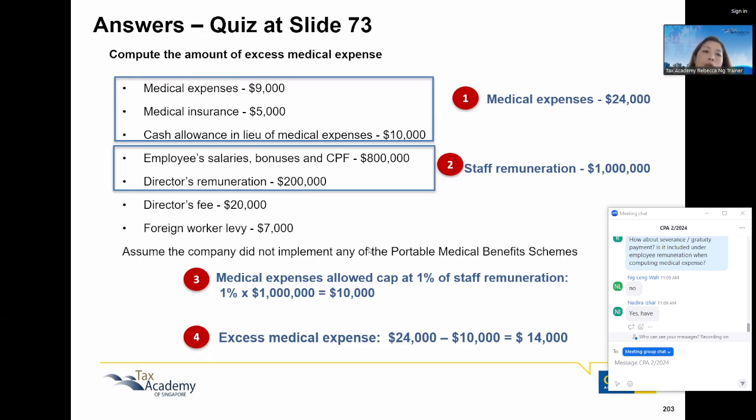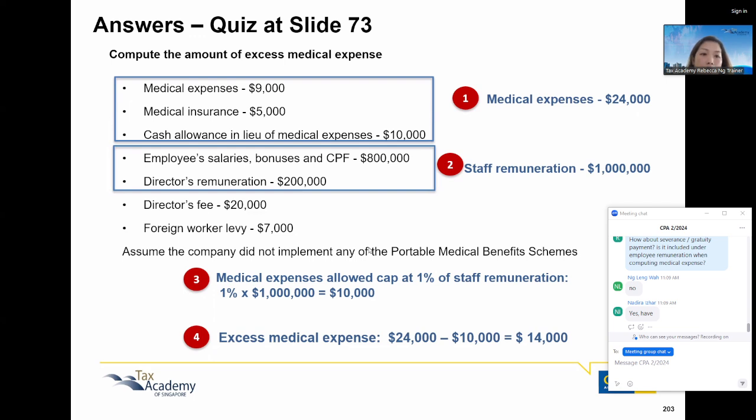Just now we mentioned the medical expenses, right? We need to first identify what are the medical expenses. So we have medical expenses of 9,000, medical insurance of 5,000, and a cash allowance in lieu of medical expenses, so these are kind of medical expense allowances, that is 10,000. So the total medical expenses is 24,000. The second step is we identify what is staff remuneration.